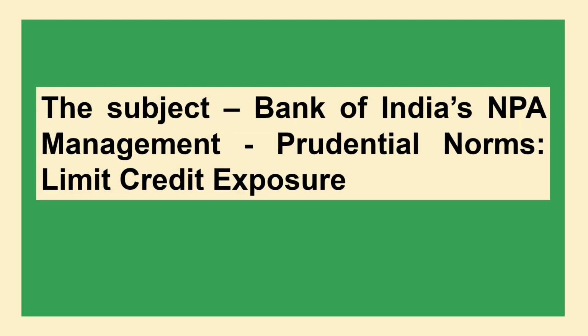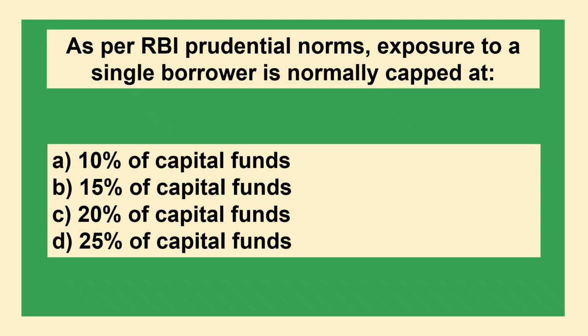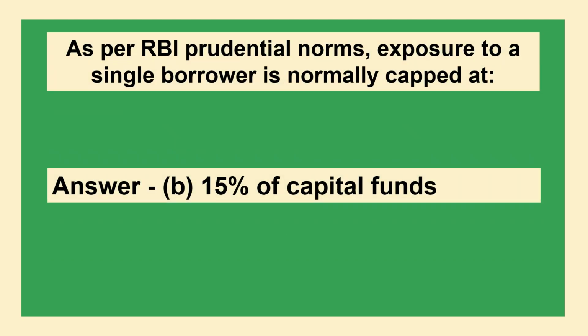The next subject is Bank of India's NPA management prudential norms limit credit exposure. As per RBI prudential norms, exposure to a single borrower is normally capped at option A 10% of capital funds, option B 15% of capital funds, option C 20% of capital funds, option D 25% of capital funds. The answer is option B 15% of capital funds.